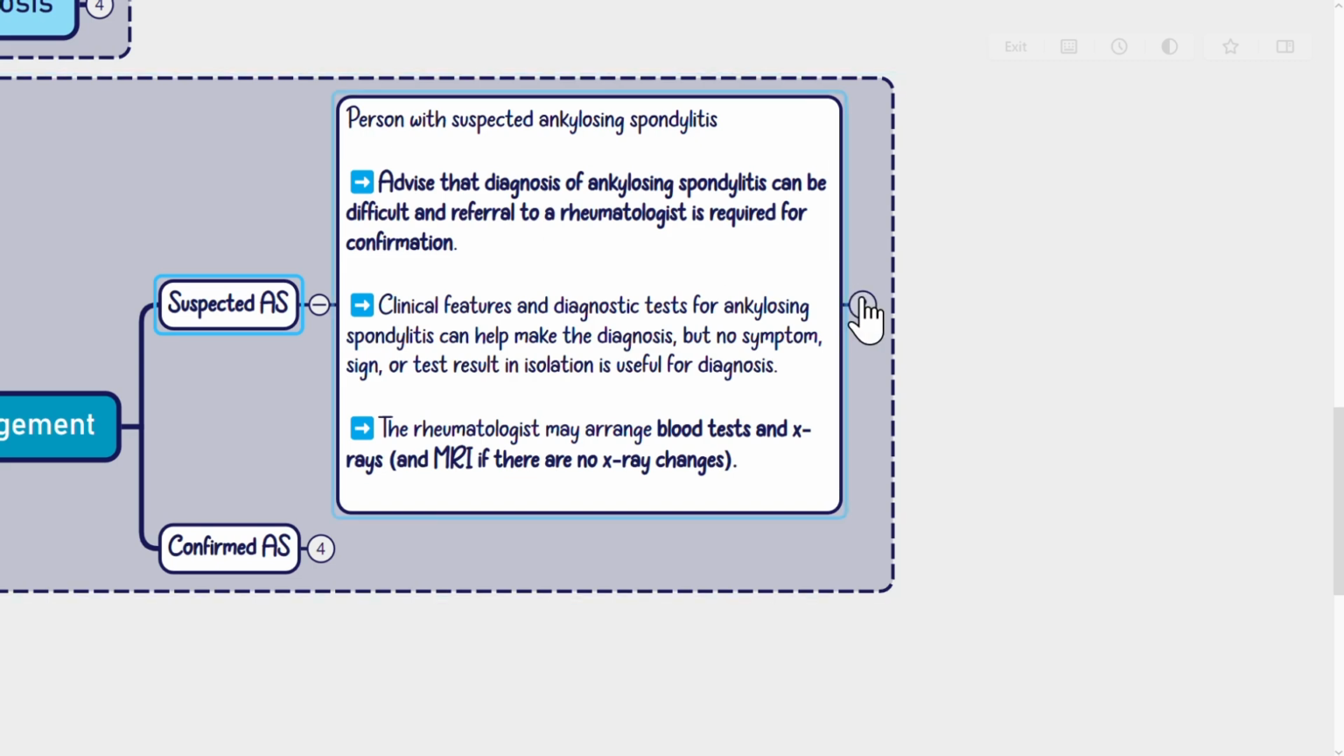Management. Person with suspected ankylosing spondylitis. Advise that diagnosis of ankylosing spondylitis can be difficult and referral to a rheumatologist is required for confirmation. Clinical features and diagnostic tests for ankylosing spondylitis can help make the diagnosis, but no symptom, sign, or test result in isolation is useful for diagnosis. The rheumatologist may arrange blood tests and X-rays and MRI if there are no X-ray changes.